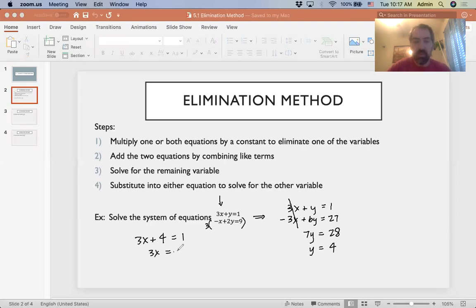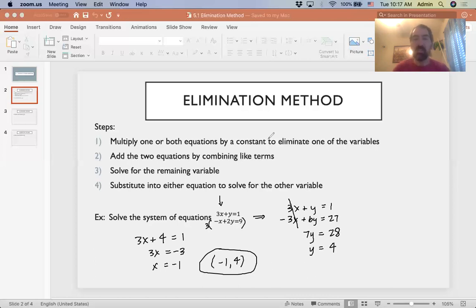1 minus 4 is negative 3. And then divide both sides by 3. Negative 3 divided by 3 is a negative 1. So we've found the x and the y. We'll write that as an ordered pair: negative 1 comma 4. You can check from the previous video that that agrees with the solution that we found using the substitution method.